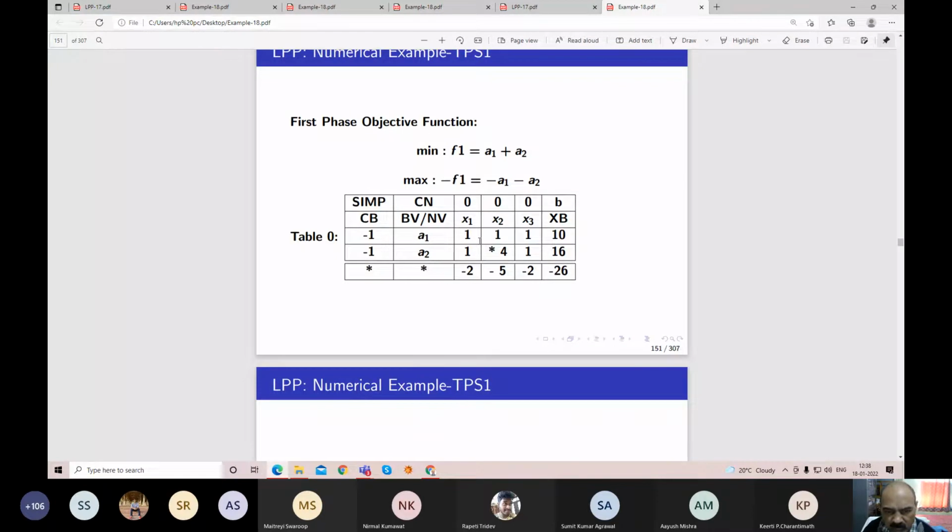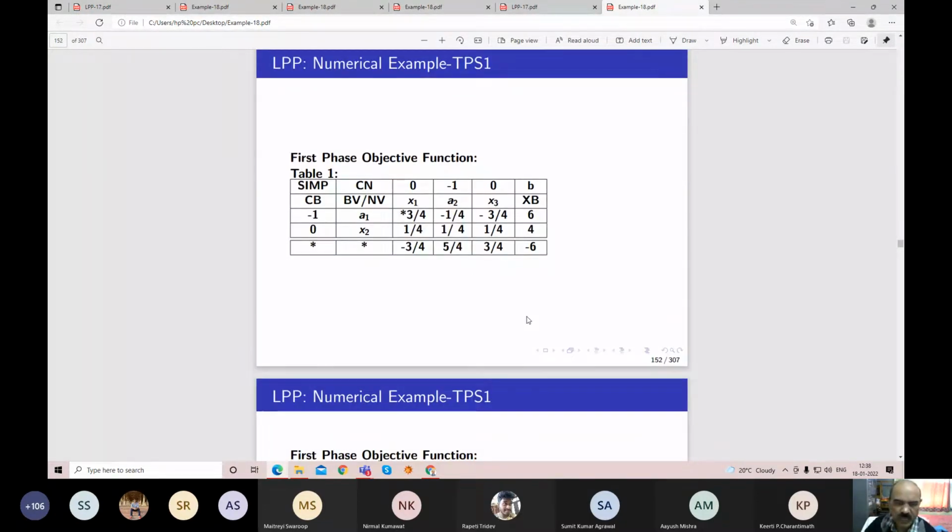If A2 is coming to x2 place, the coefficient of x2 is 0, this will be -1. So these are the changes, no other change. Now see this table. Here we have put 0, -1, 0.